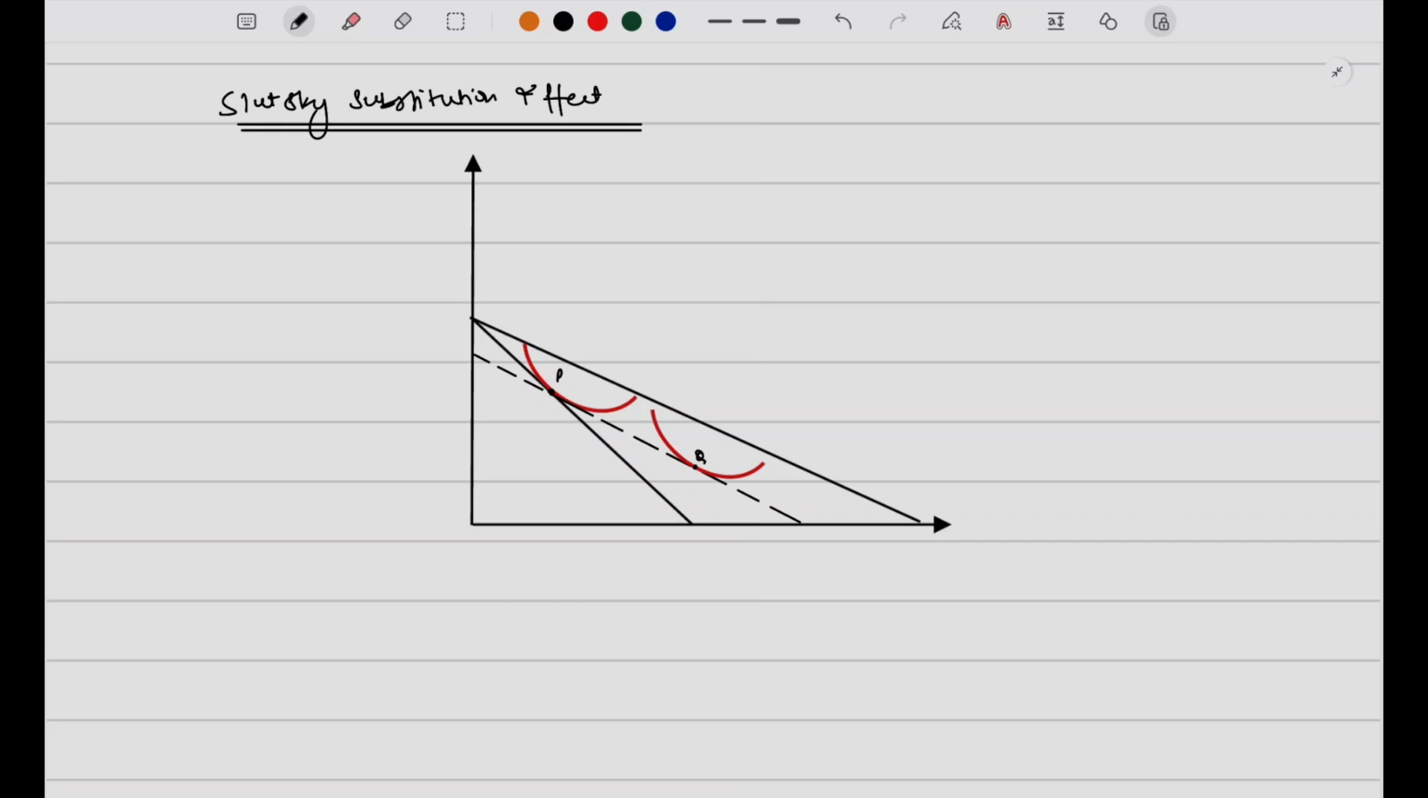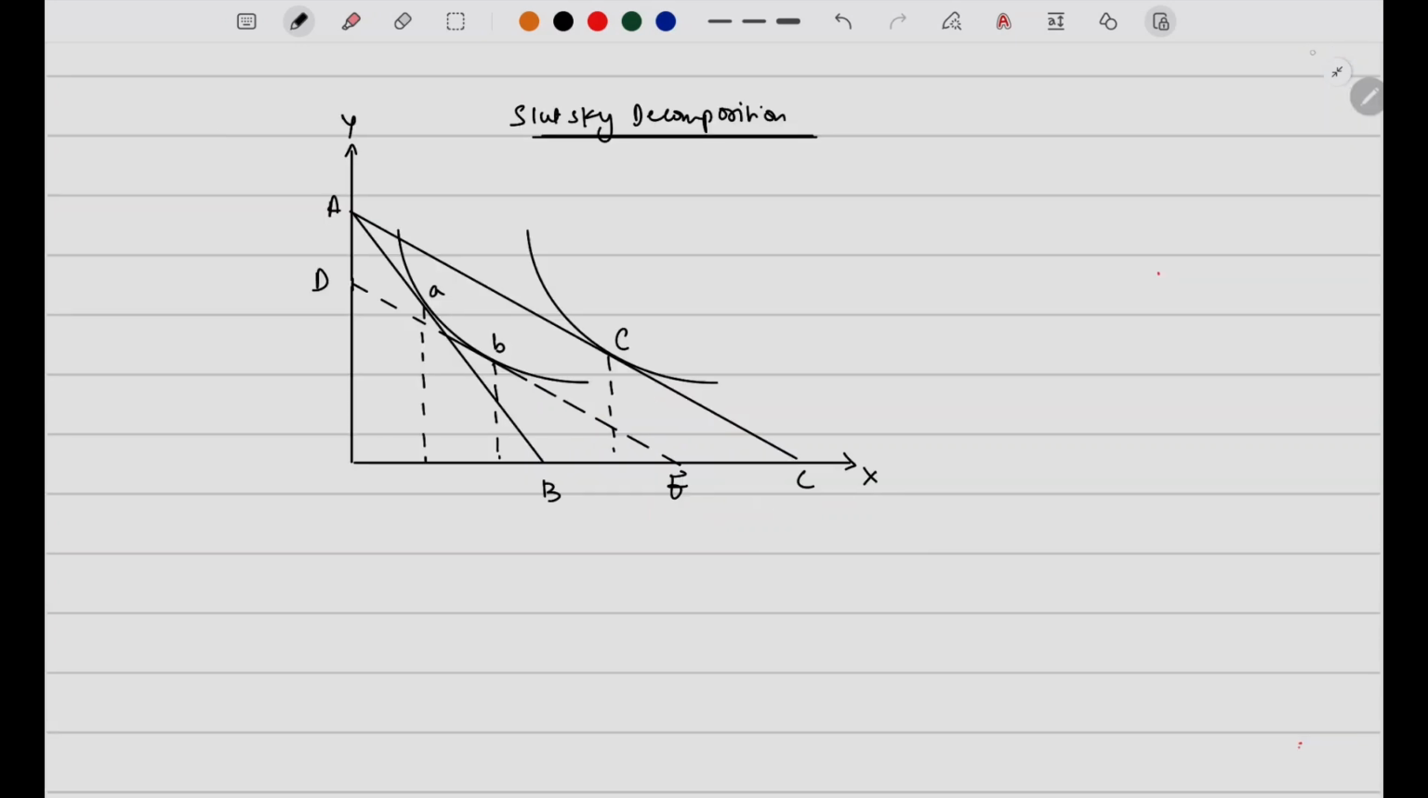Now we will talk about the Slutsky decomposition: decomposition of the price effect into the income and substitution effect. How does that happen with this whole thing? There we will incorporate both substitution effect and income effect into one process. So in Slutsky decomposition, initially we have the budget line of AB, and we are consuming at point A, right? Now with the fall in the price of X, we go to say AC.